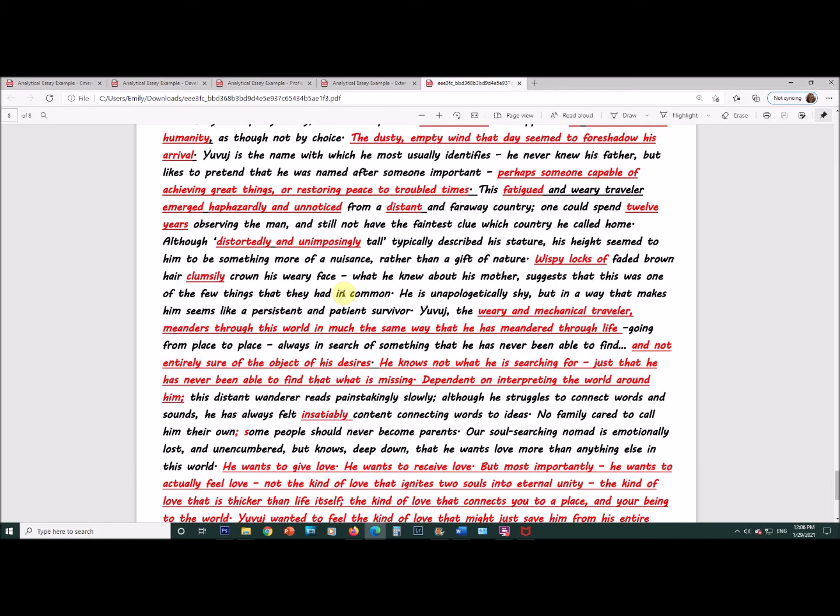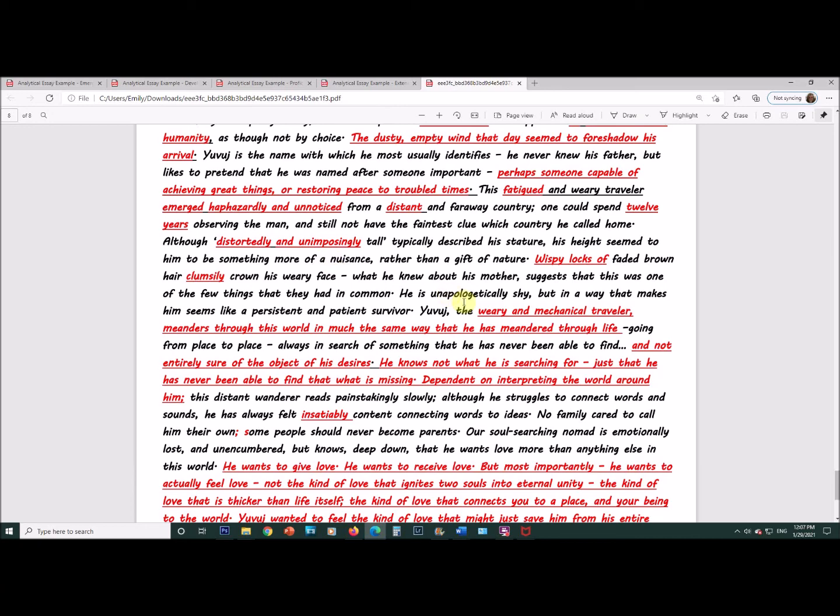Wispy locks of faded brown hair clumsily crown his weary face. Again, I have the word clumsily added in there because I don't want to make it look like he put gel in his hair and made it look like he's got these amazing beach perfect locks that are around his face. I want to make it look like he just maybe rolled out of bed. He's been walking for 4 days straight, and that's why his hair looks like it.